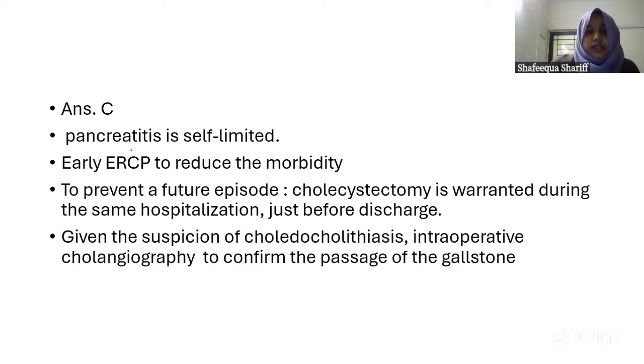Usually the pancreatitis is self-limited. Early ERCP is done only to reduce the morbidity of the patient. To prevent a future episode, cholecystectomy is the only thing beneficial, especially in the same hospitalization just before discharge. Whenever there's choledocholithiasis, intraoperative cholangiography can be done to confirm the passage of the gallstone, but it is not always mandatory.